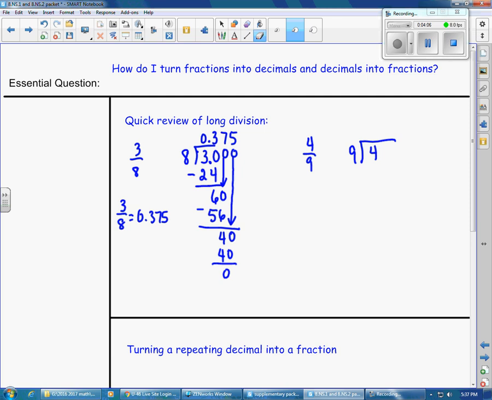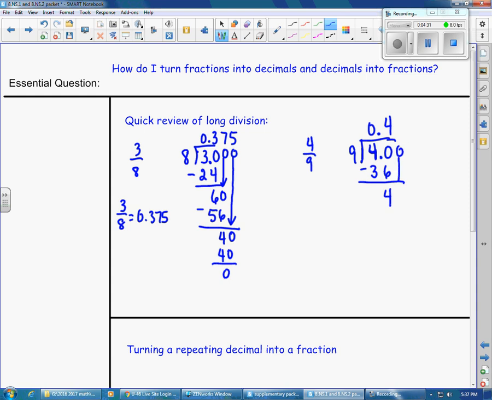So how many times does 9 go into 4? That would be 0. Whoop, it helps when you change back to a marker. So I'm going to add a decimal. How many times does 9 go into 40? That's going to be 4, and that's going to be a 36. 40 minus 36 is 4.